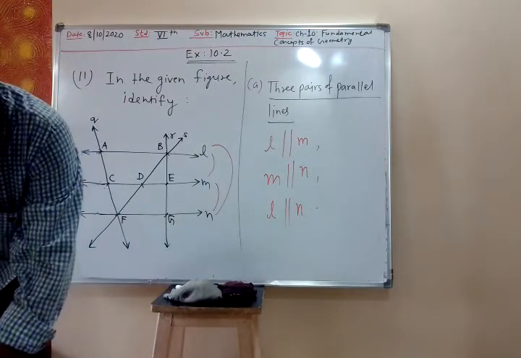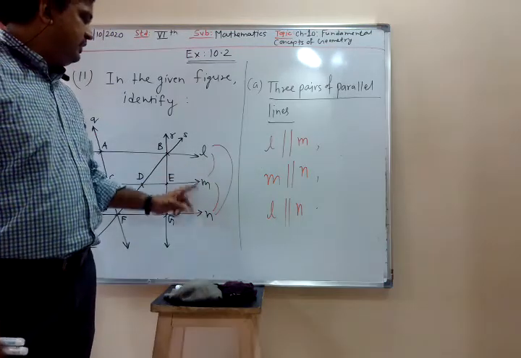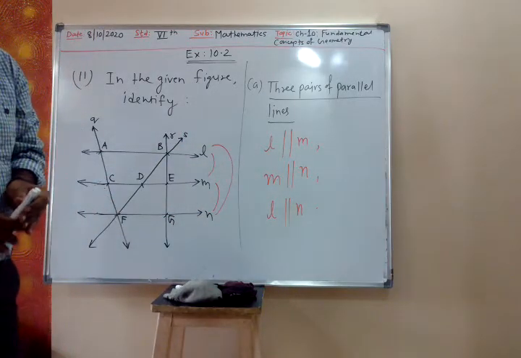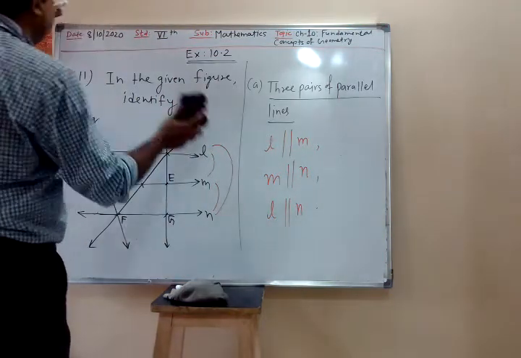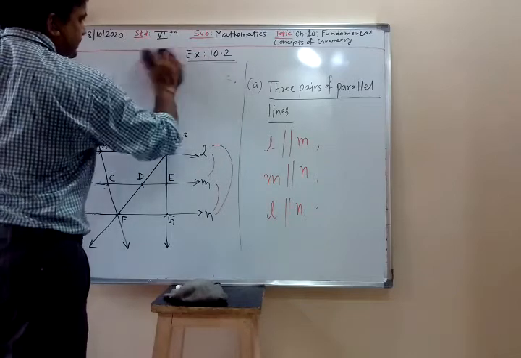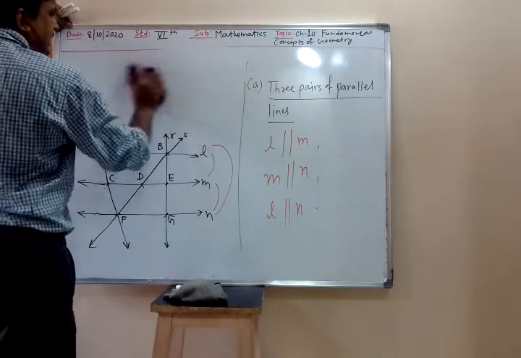M is parallel to N. Then L is parallel to N. These 3 lines are parallel. Now second, 2 pairs of intersecting lines. Second, 2 pairs of intersecting lines means both the lines meet each other at one common point.